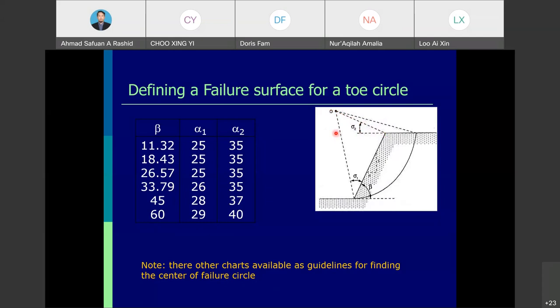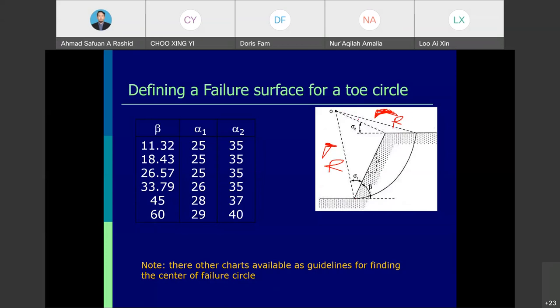Then by using a compass, or jangka lukis, we draw a potential failure plane, and we need to make sure that the radius between the first line and the last line should be equal. So we need to do a trial and error until it meets the same radius line, by pointing towards the toe of the slope. Then we may do the calculation.